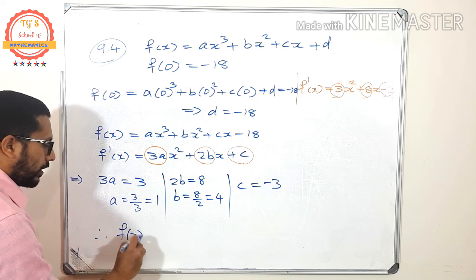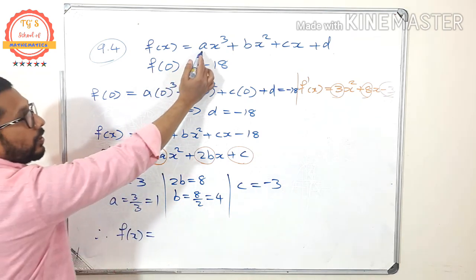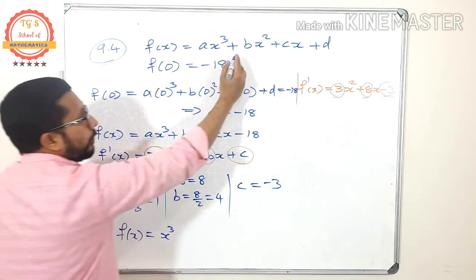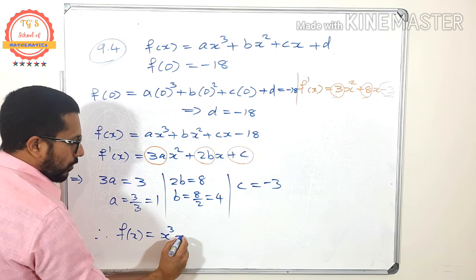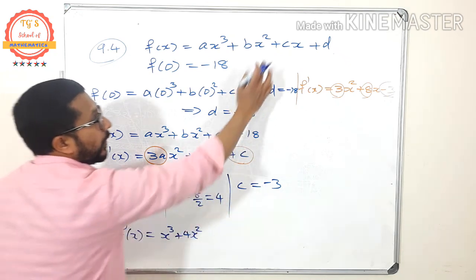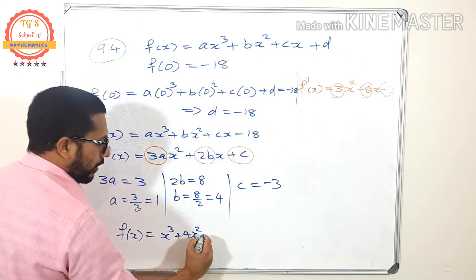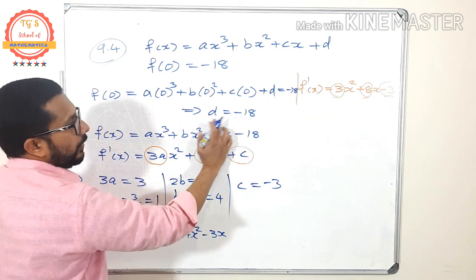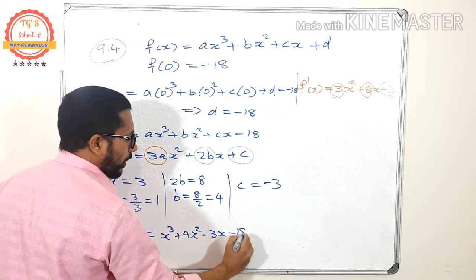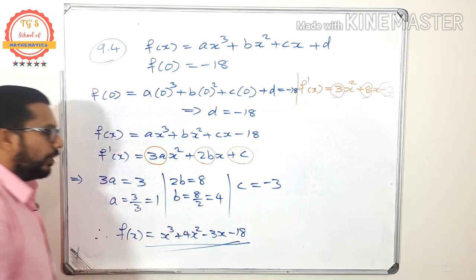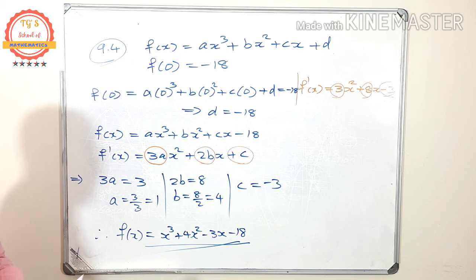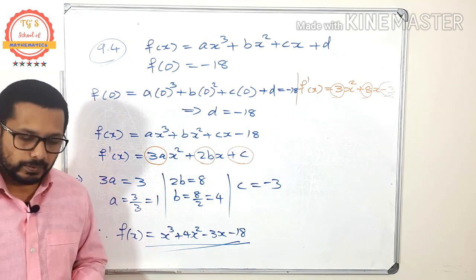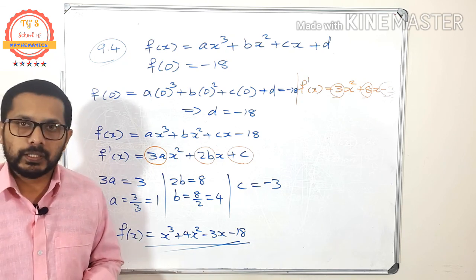Therefore f of x is equal to, now substitute all the values. a is 1, so 1x cube means x cube, plus bx squared. What is b? 4. So it is 4x square plus cx. c is minus 3, that means minus 3x plus d. We already got d as minus 18, that means minus 18, and that is f of x. Okay. So that's the end of question number 9. Next lesson we can do question number 10. Okay. Thank you.